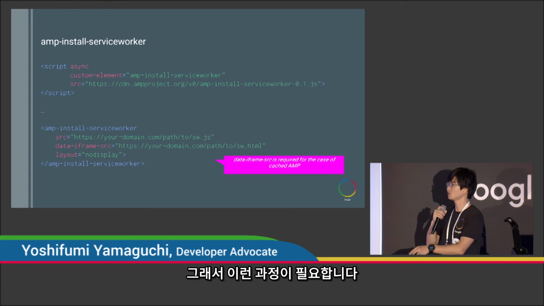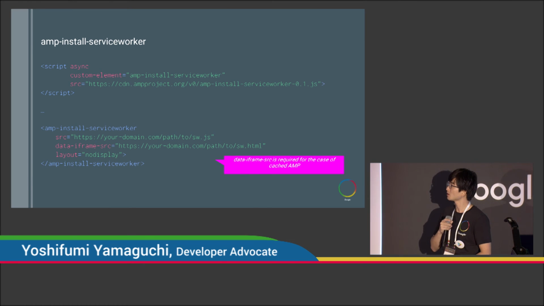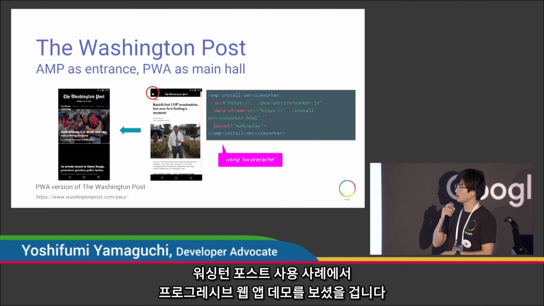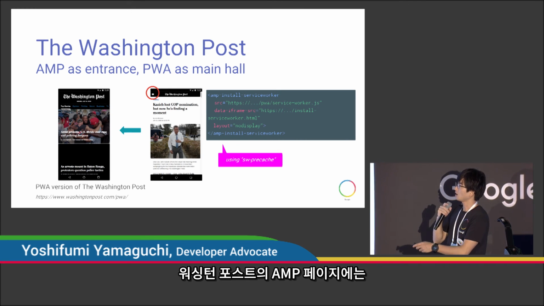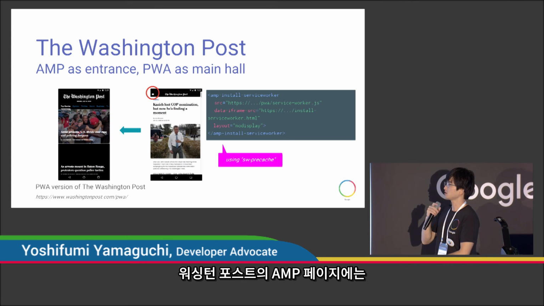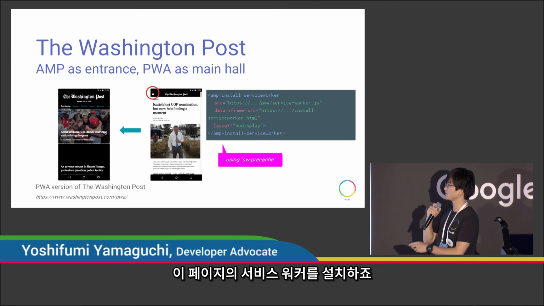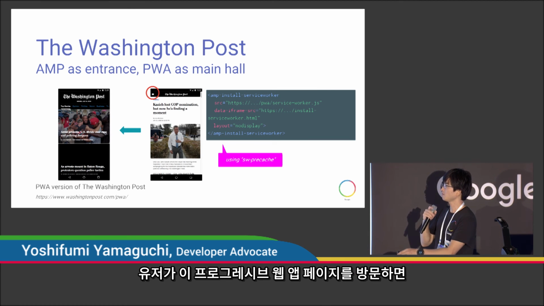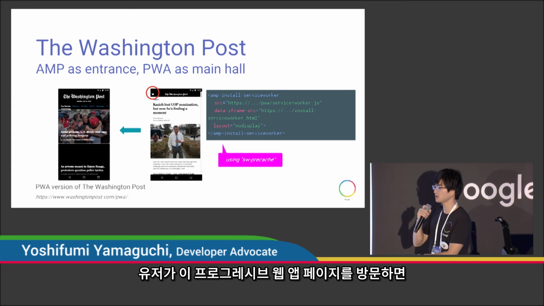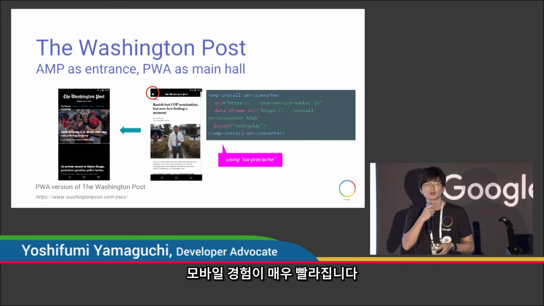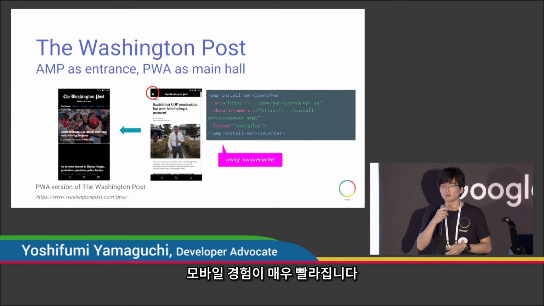But anyway, this works well. You saw the demo of the progressive web app of the Washington Post use case, and the AMP pages of the Washington Post also have the amp-install-serviceworker tag that installs the service worker of this page. So if the user navigates to these PWA pages, then you can start a really fast mobile experience.